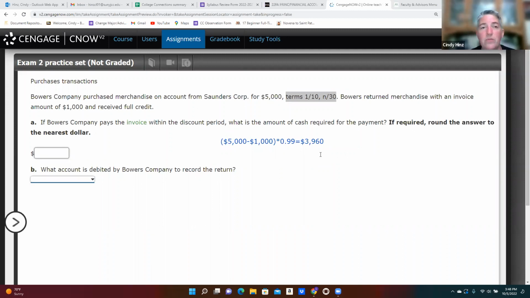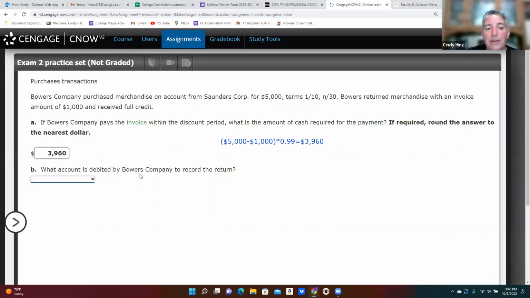Remember, we would have had to pay the full invoice amount in 30 days if we didn't pay within the 10 days. So by paying, let's say, 20 days early, we saved $40. That's a pretty significant savings. So the question asks, what is the amount of cash required for the payment? That would be the $3,960.